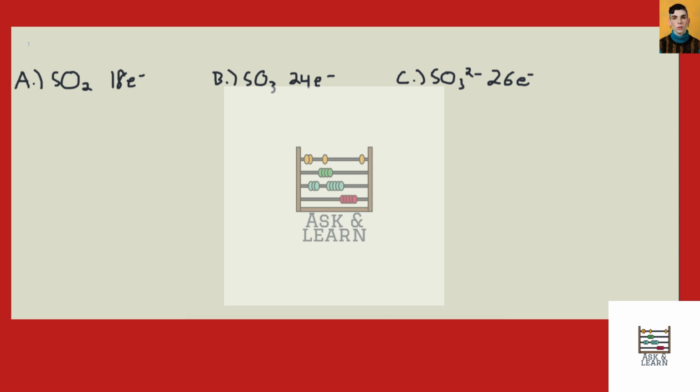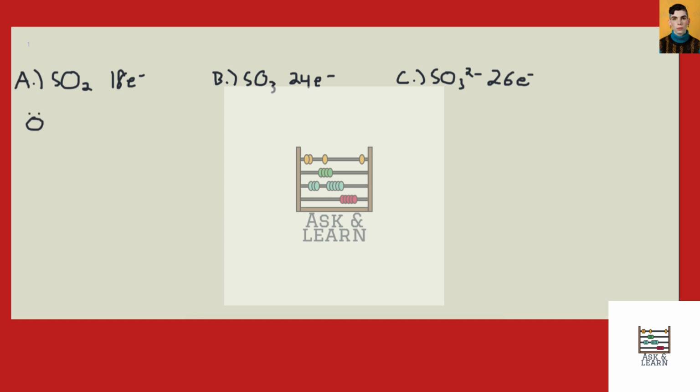All right, guys, we're doing problem number 52 of chapter 8 in Chemistry: The Central Science. For each of these molecules, they want us to write a Lewis structure that obeys the octet rule and calculate the oxidation numbers and formal charges of all atoms. So we're going to have this scenario.